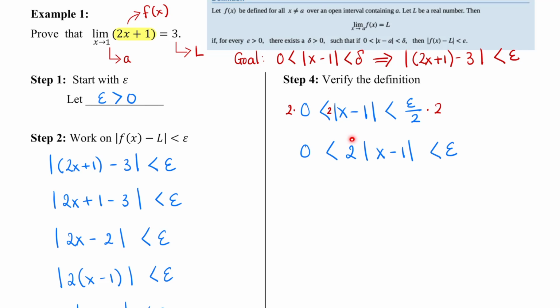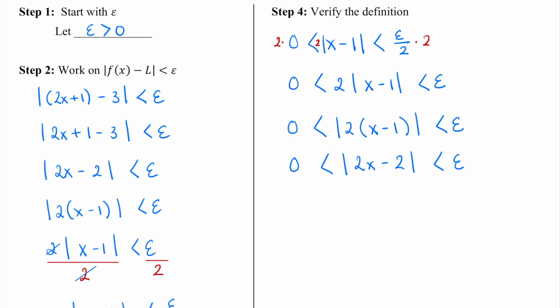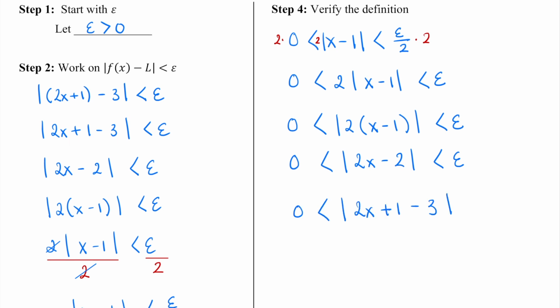Now, this 2 is a constant. I can also bring that inside the absolute value. And I need to distribute the 2. And negative 2 can also be written as positive 1 minus 3. And I end up with the absolute value of f of x minus L less than epsilon. And that is exactly what the definition requires.